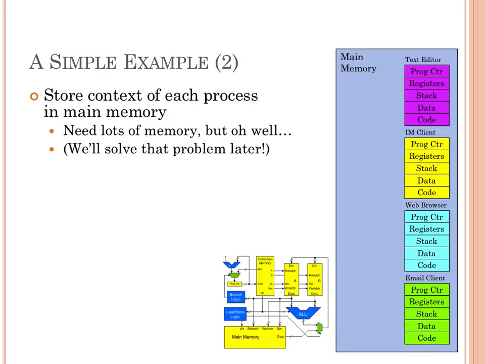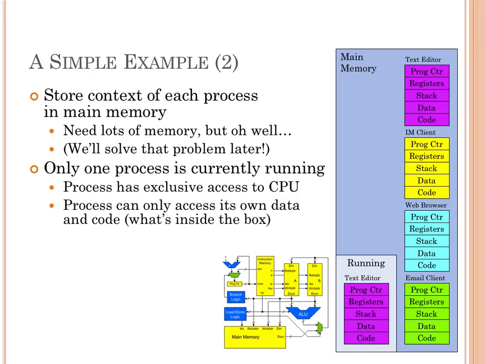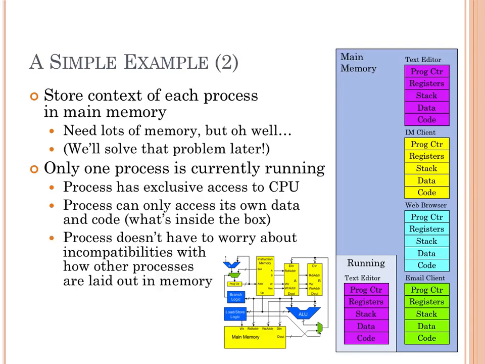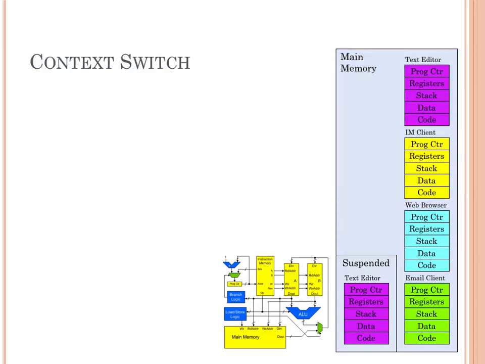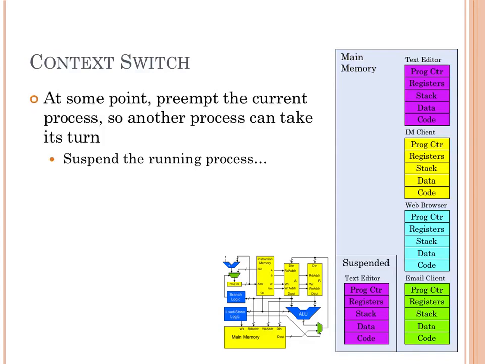So let's say that we have memory somehow, somewhere, that we can store all of these contexts in. Okay? And we have a magic box. In the bottom left, this is the running box. Whatever context is in there gets access to the processor. Okay? So it's running away. It doesn't get to see anything outside the box. Okay? Doesn't have to think about anybody else. It just does its thing. But at some point, it gets suspended. We don't know how yet.